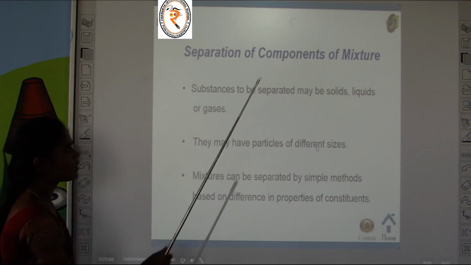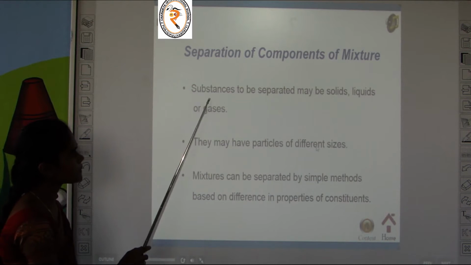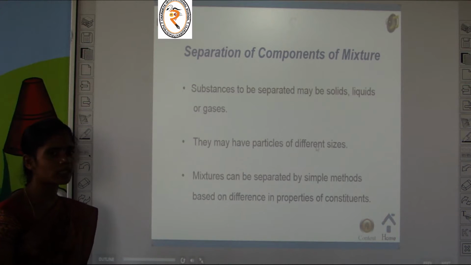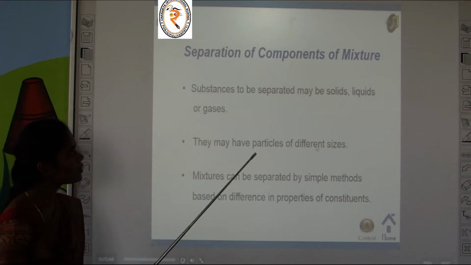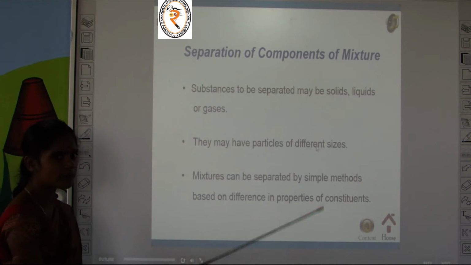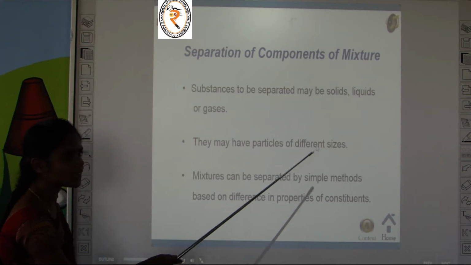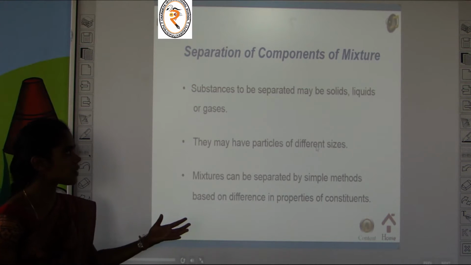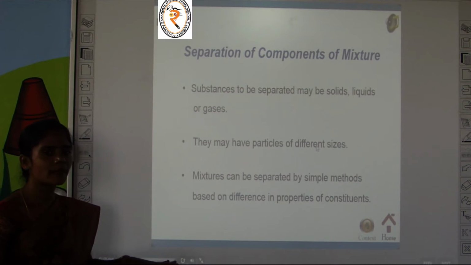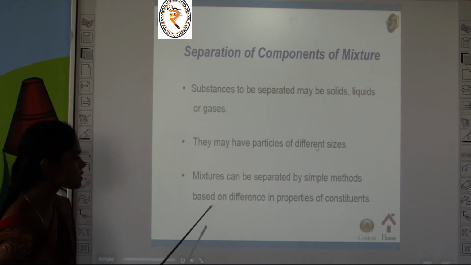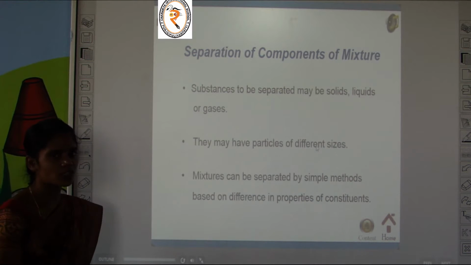Separation of components of mixtures. The first point: substances to be separated may be solid, liquid or gas. These are the three states of matter. What are the three states of matter? Solid, liquid and gas. They may have particles of different sizes. All the solids, liquids and gases are not the same size. And mixtures can be separated by simple methods based on difference in properties of constituents.